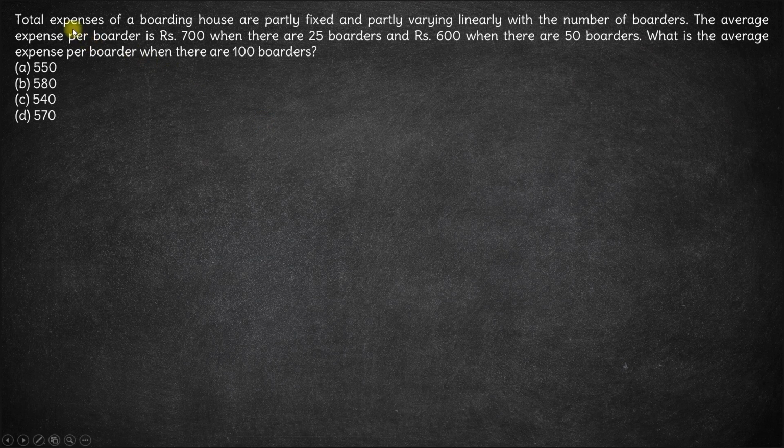Hi, here in this question we have total expenses of a boarding house are partly fixed and partly varying linearly with the number of boarders. So the total expense is the sum of two parts. One is fixed and one is variable, and the variable part varies linearly with the number of boarders.